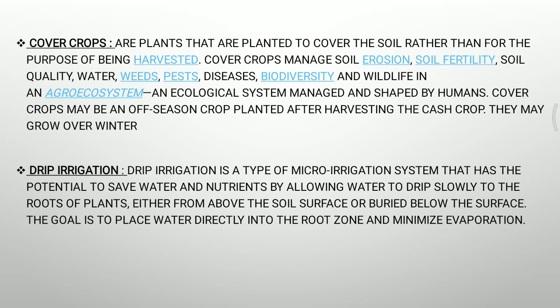Drip irrigation. Drip irrigation is a type of micro irrigation system that has the potential to save water and nutrients by allowing the water to drip slowly to the roots of the plants, either from above the soil surface or buried below the surface. The goal is to place water directly into the root zone and minimize evaporation. So the drip, drop-like structure will be created, and these drops will flow directly to the roots.